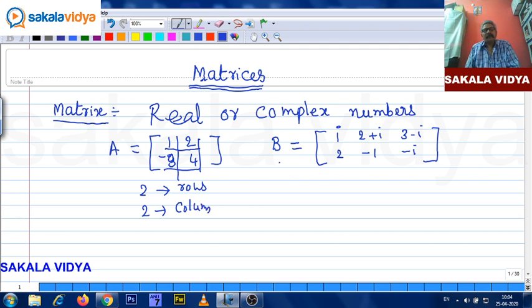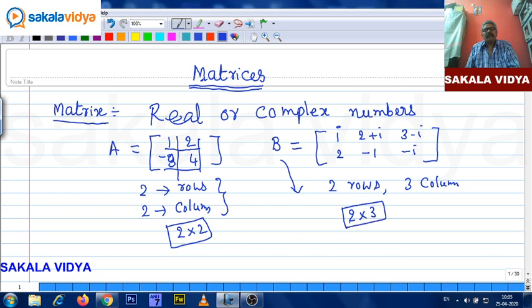Here, regarding this matrix, we have 2 rows whereas 3 columns. As the first contains 2 rows and 2 columns, its order is 2 by 2. This one is 2 by 3; we write it as 2 × 3 but read it as 2 by 3 order. This is called the order of the matrix.